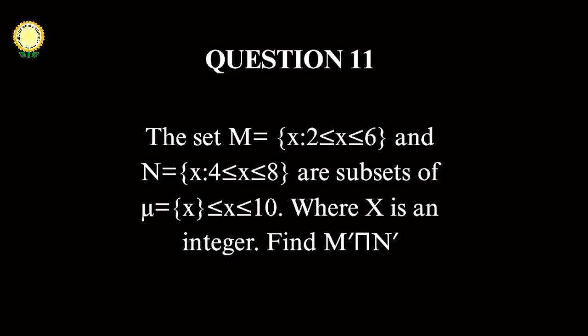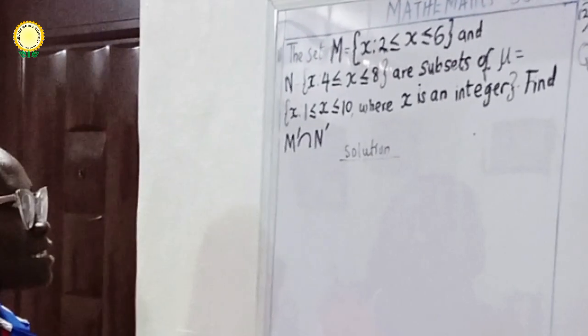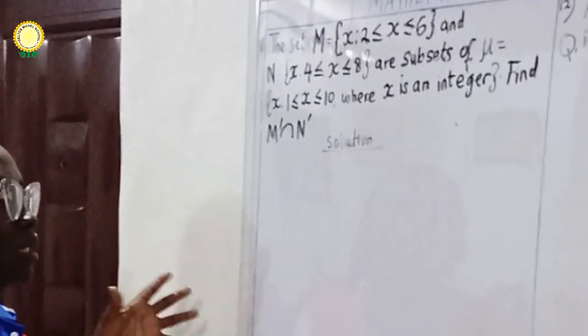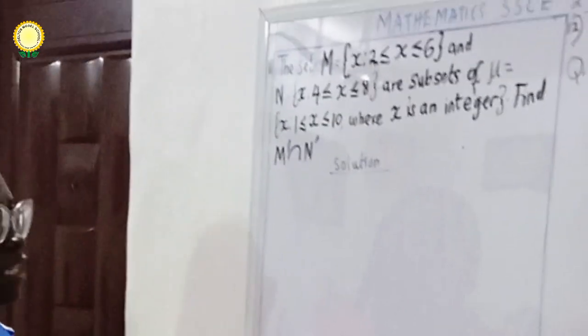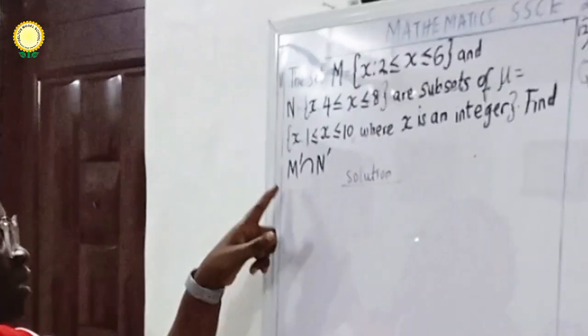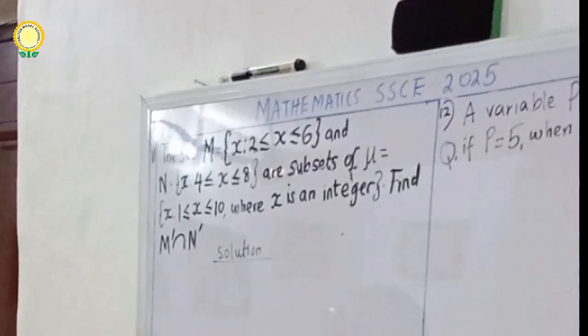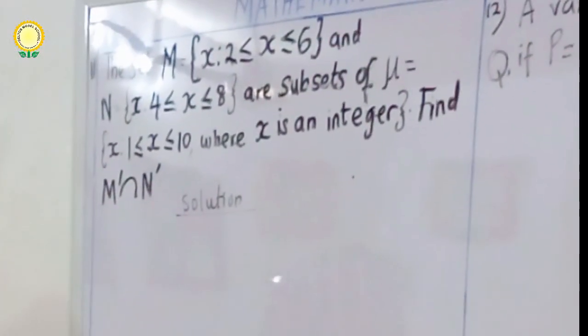So the question says if there's a universal set 1 to 10 inclusive, find M prime intersection N prime. That means find the numbers that are not in M, that are not in N, and are common to both. The number that's common to M prime and N prime. Okay, so the first thing we're going to do is to find M prime.